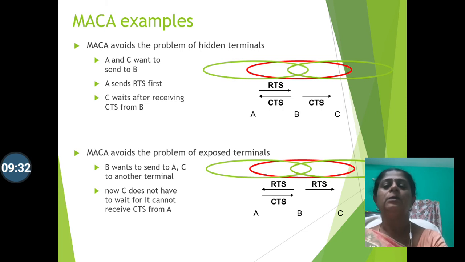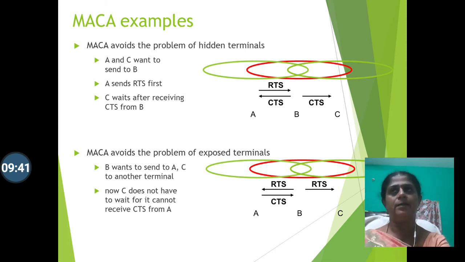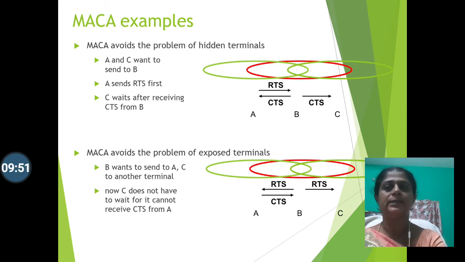Okay, now once receiving the CTS, A will start sending the data. Once everything is over between A and B, now B will come to C and B will send a CTS to C, and now C can start its conversation with B. It can start sending its data. So we have avoided collision here, and the hidden terminal problem is avoided here.